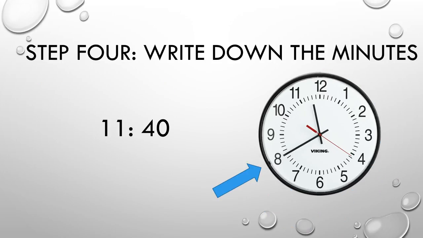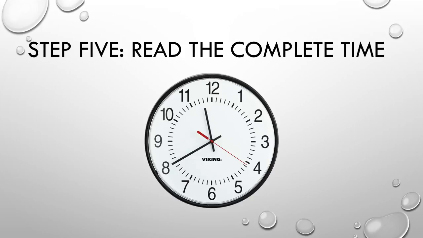We have now counted the minutes shown on this clock. I stopped at the 8 because that is where the minute hand is pointing to. We counted 40 minutes. Remember, we have already found the hour, which is 11. Now, I need to write down the minutes we counted, which is 40. The minutes go on the right side of the colon. This analog clock shows the time 11:40.